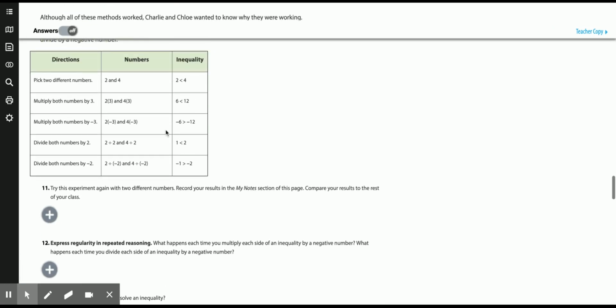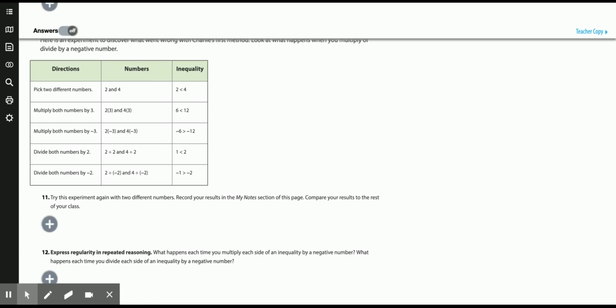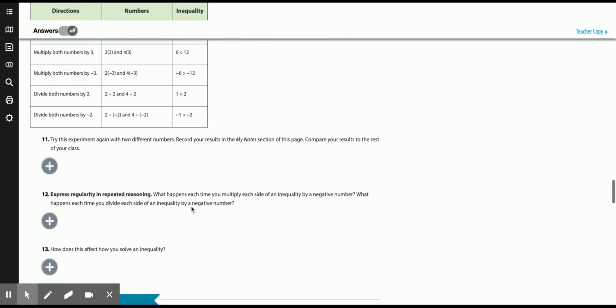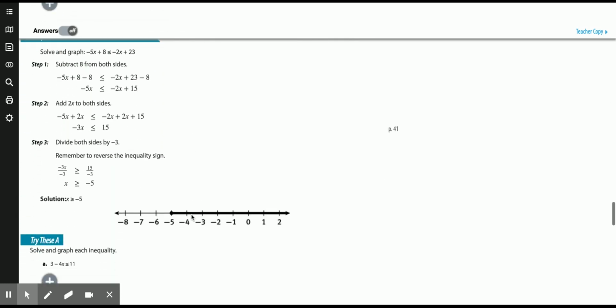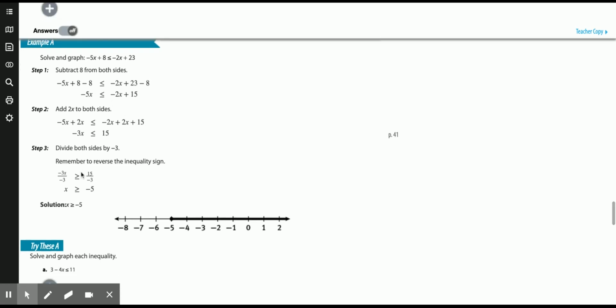So just keep this in your head when you're dealing with inequality signs and multiplying or dividing by negative numbers. That sign needs to change in order to keep it making sense. All right, they have an example here of how to graph and solve this inequality. They solve it using the same methods that we've been using solving equations. They move everything to one side. They get it by itself. Okay, then they graph it.